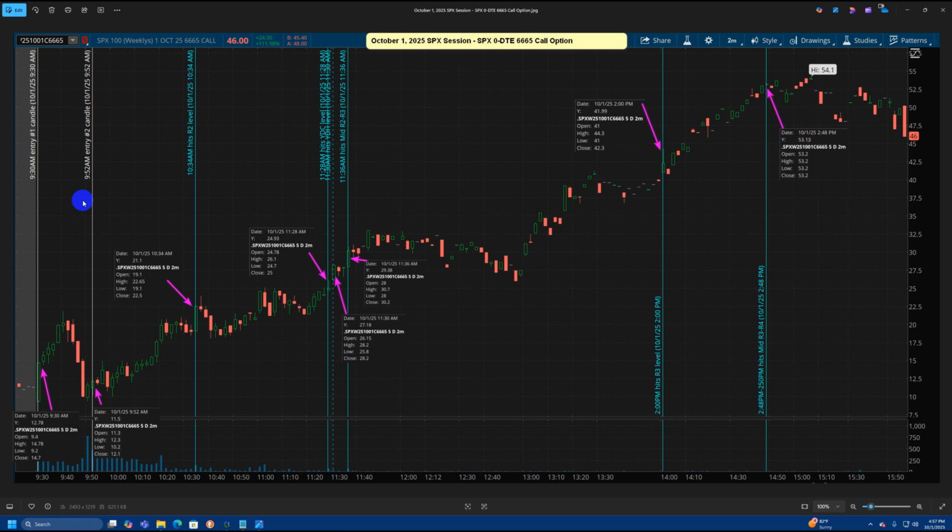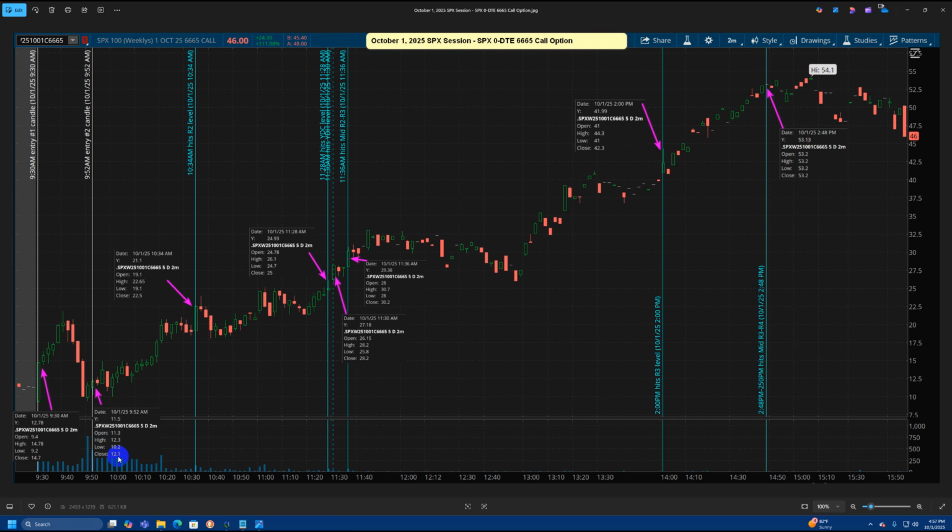Okay, this is the 66.65 call option. Here we have the 9:30 entry candle, which was entry number 1. Close this candle, 14.70. Here's the 9:52 a.m. candle, which was entry number 2. If you happen to get stopped out or you wanted to add on, remember, you only got stopped out on this entry number 1 if you used a tight stop loss. If you used the standard stop loss, you were not stopped out.